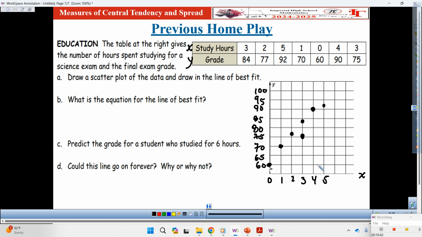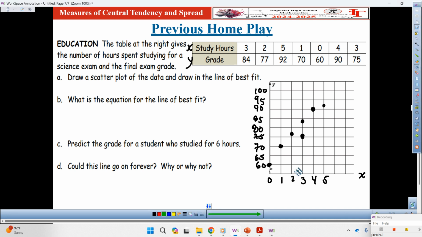How we doing? Good? All right, so now check this out. Before I sketch my best fit line, tell your neighbor what kind of association this is. No association, positive association, negative association. Tell them what kind it is. All right, Colleen, what kind of association is that? Positive, yes, it's going upward from left to right.